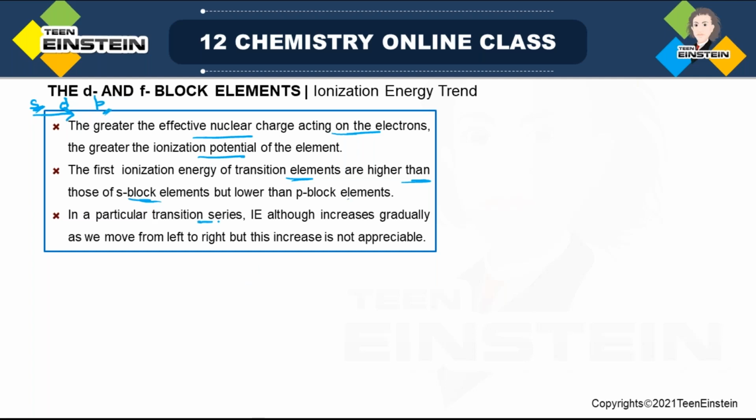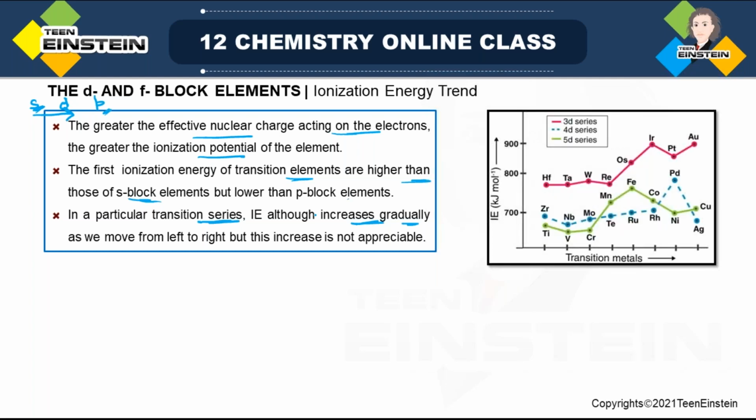Now in a particular transition series, because there are a total of 3 series, 3D series, 4D series, 5D series, ionization energy although it increases gradually as we move from left to right, the increase is not appreciable. Now look at this picture. The green line is for 3D. The blue line is for the 4D series, and the last line, the pink one, is for 5D.